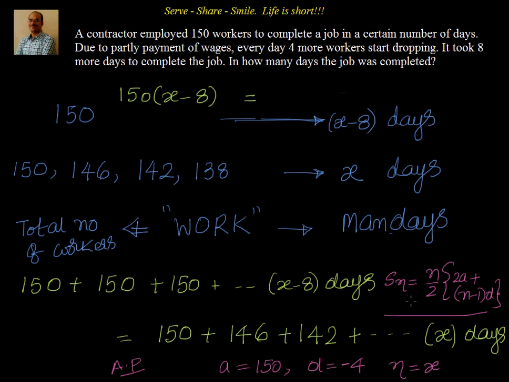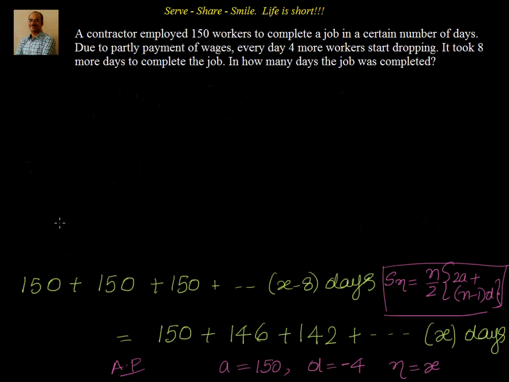So we know the Sn formula, we can just substitute it. We equate both of them, then we get a quadratic equation, we solve it, and we get the value of x. So let's move forward to the next step. 150 into (x − 8) equal to... continuous addition is nothing but multiplication, so I can go ahead and write it.